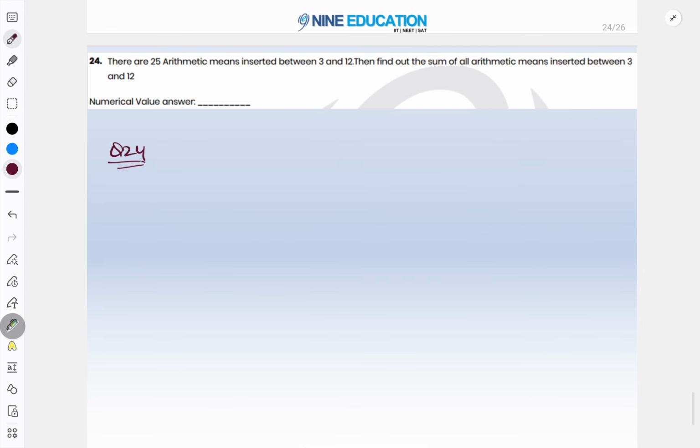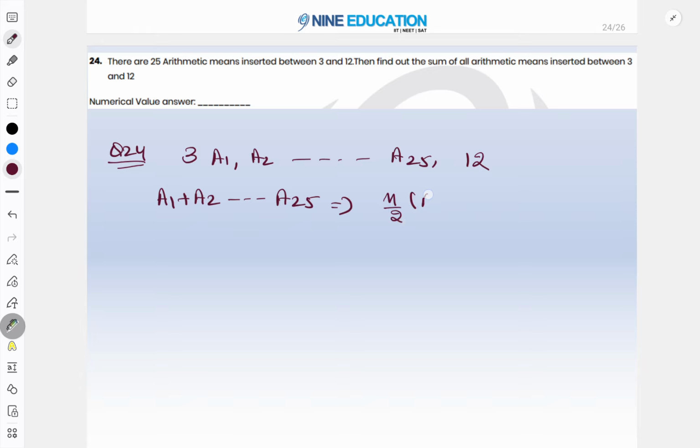Question 24, you have inserted 25 arithmetic means between 3 and 12. So between 3 and 12, 25 arithmetic means are inserted. Then we need to calculate the sum of the arithmetic means. So basically you need to calculate a1 plus a2 and so on up to a25. Now of course these arithmetic means are in arithmetic progression. So the sum will be given by n by 2 into a1 plus a25, that is 25 terms, 25 means you have inserted.